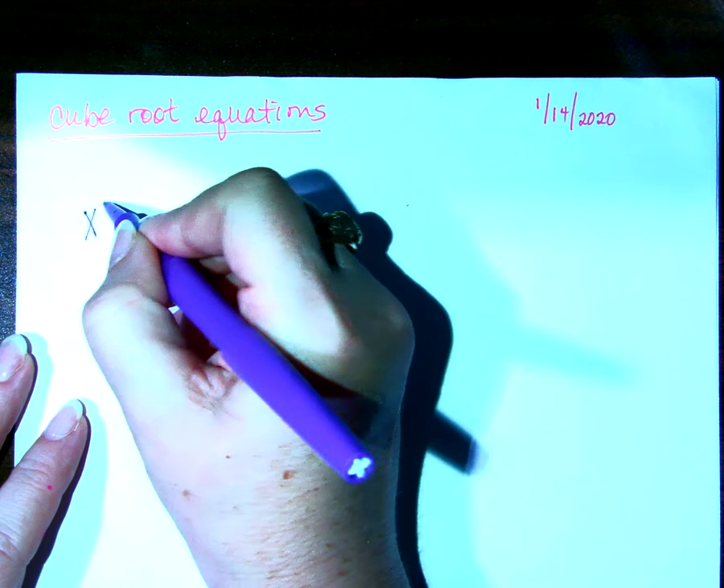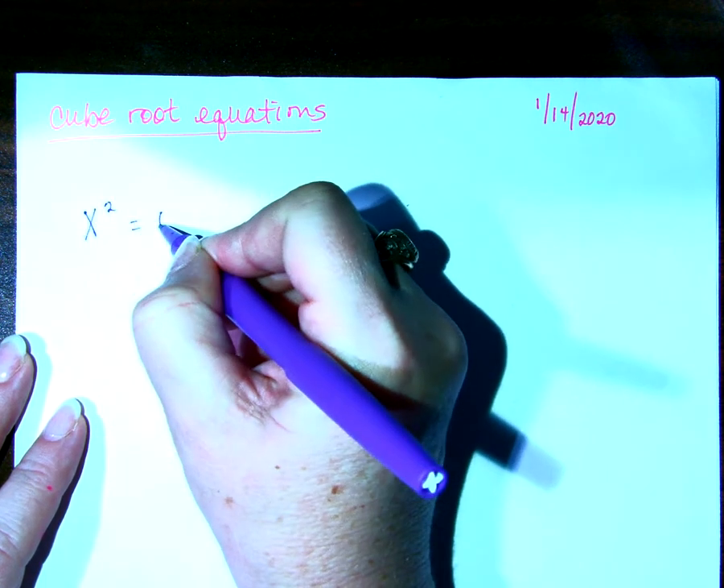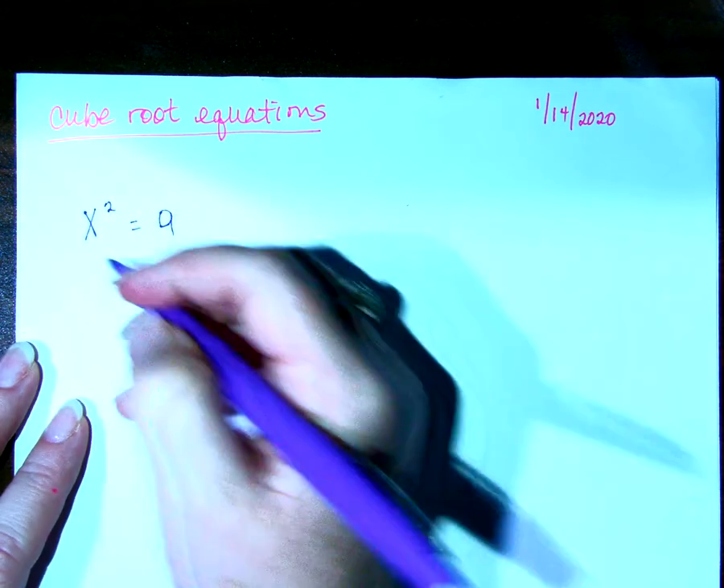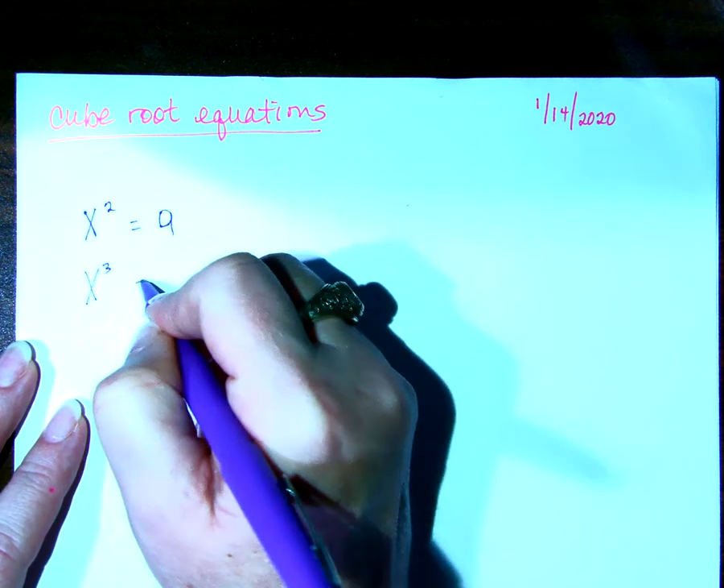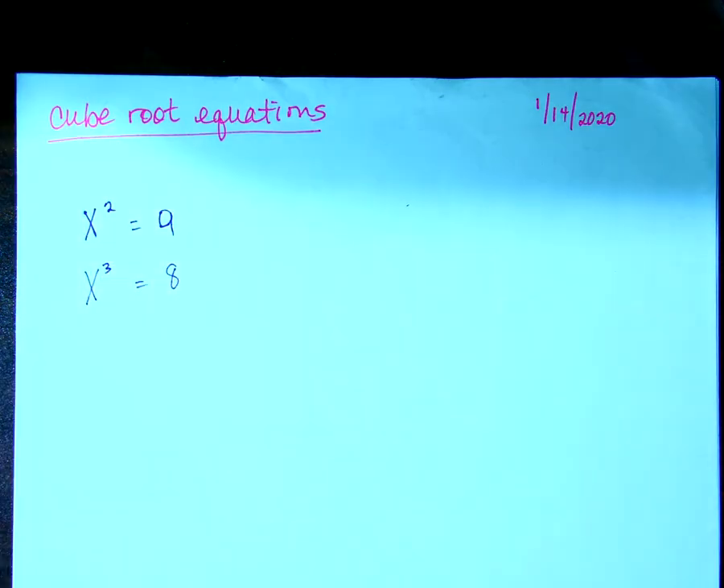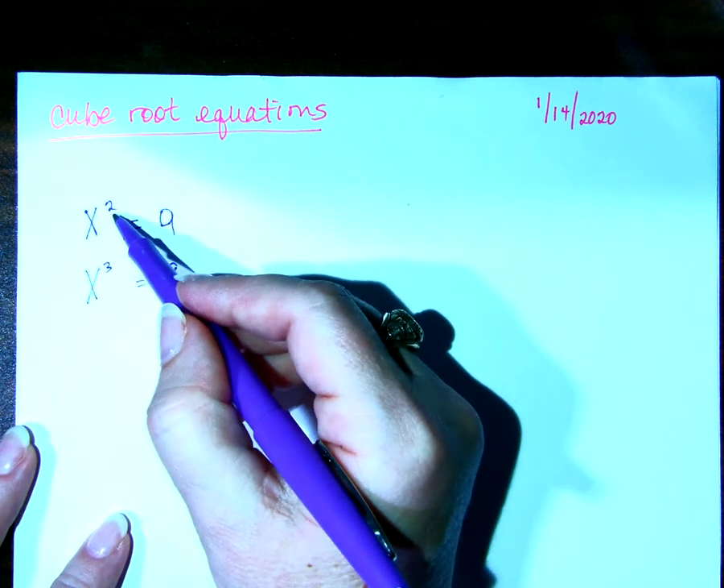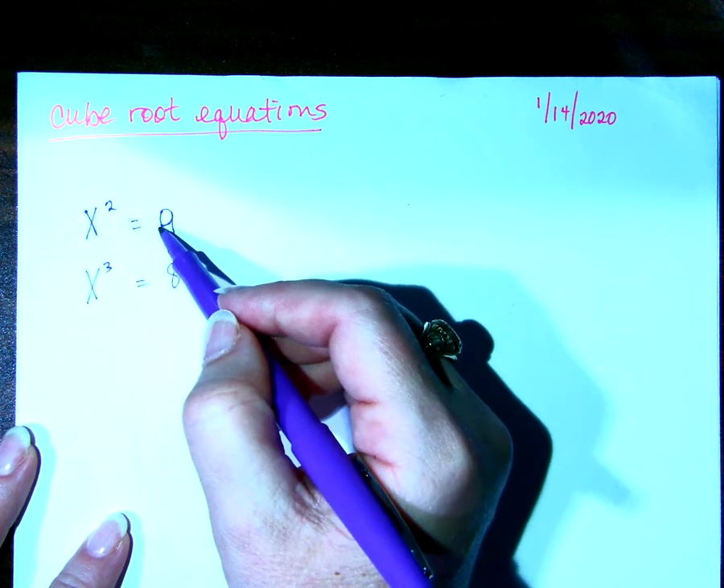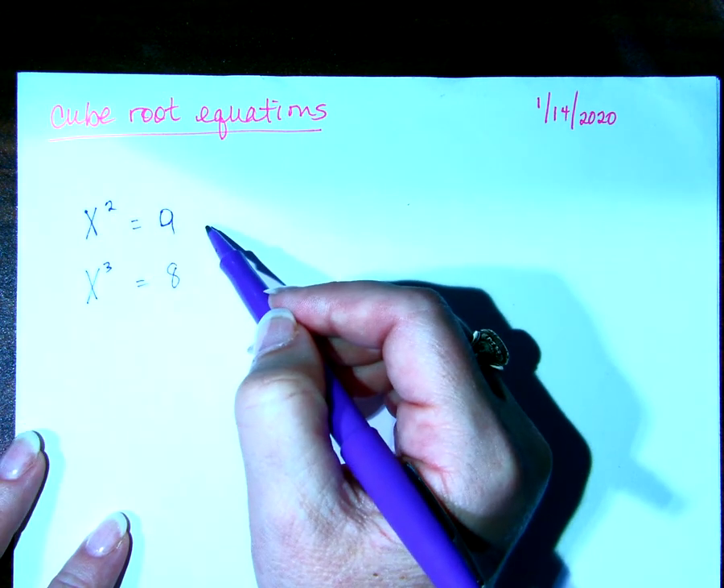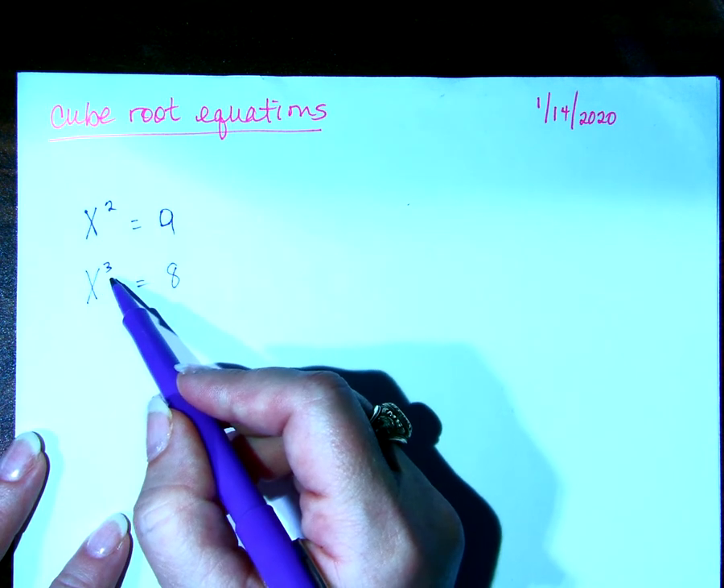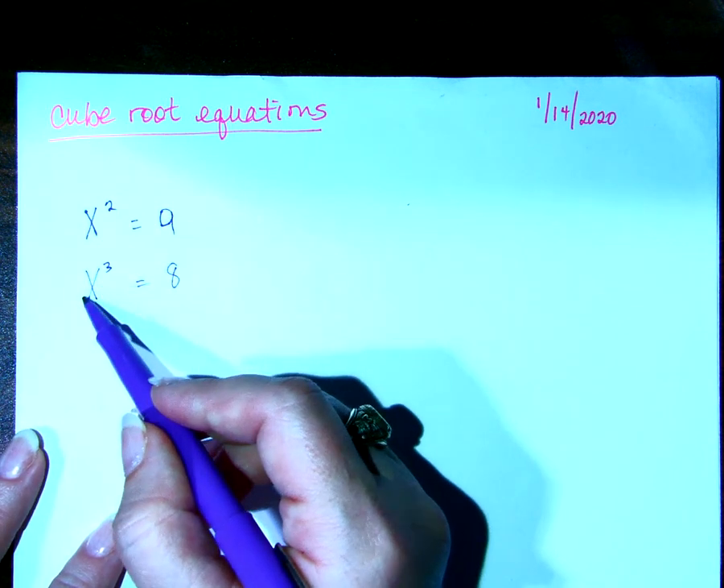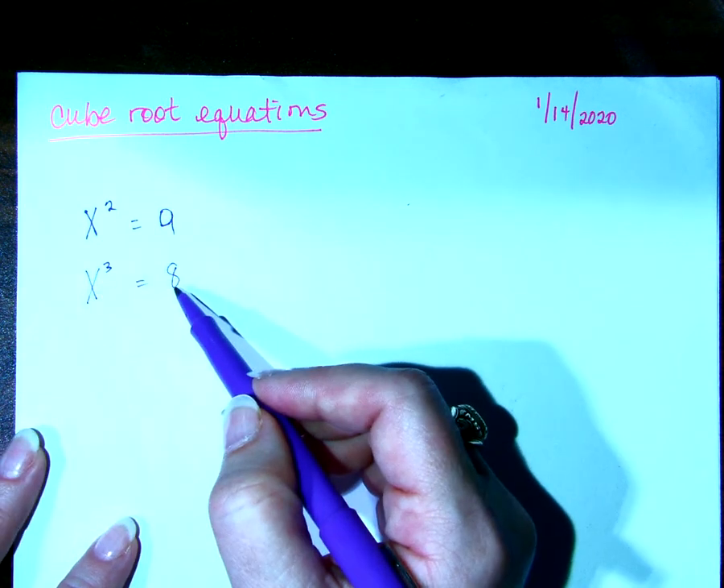If I say, let's just say 9, as opposed to this, how do I undo a squared? Square root. So we could take square root of both sides and figure out the answer really quickly, right? How do you undo a cube? So I could take cube root of both sides and figure out the answer pretty quickly, right?